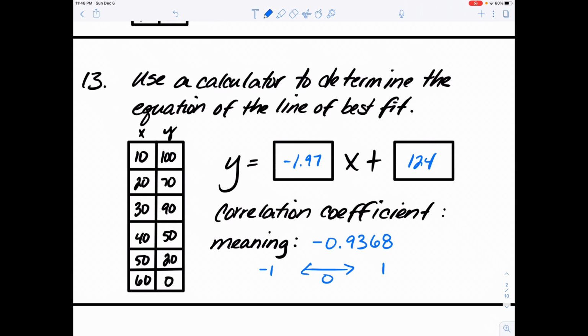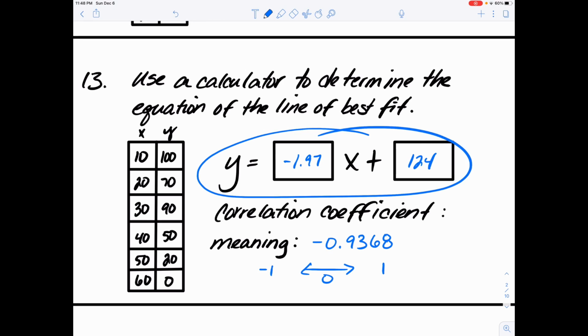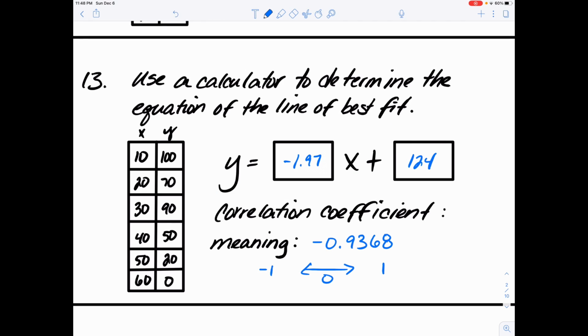Back to number 13. Now we've put in place of the slope the negative 1.97 that we discovered. And then our 124 represents our b, or our y-intercept. Now we have our equation of the line of best fit. We have a correlation coefficient, which was r, and it was negative 0.9368.